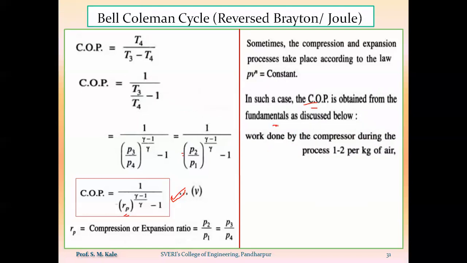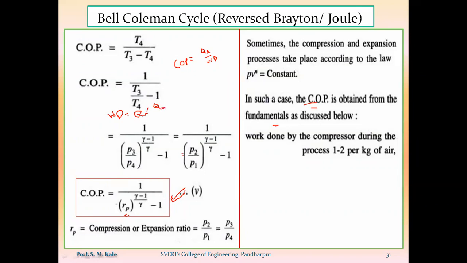So which fundamentals are we going to use? Here, to calculate the value of work done, because we know that COP is equal to QA divided by work done. By considering both the compression and expansion processes as isentropic, we calculated the work done by using the first law of thermodynamics, that is nothing but QR minus QA.